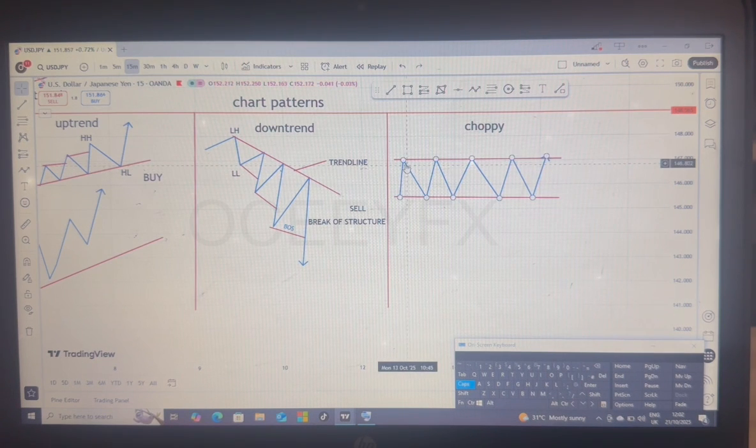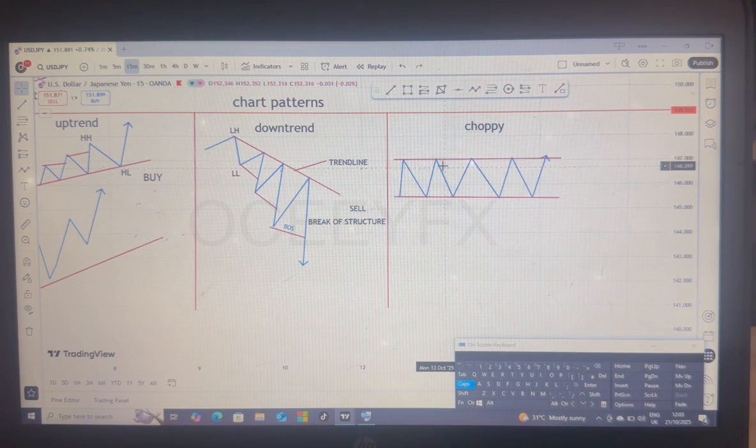The market just goes up, comes down, it's not breaking structure. I can see in the uptrend, the market breaks structure. In the downtrend, it breaks structure to the down. In the uptrend, it breaks structure to the up. It makes new highs. In the downtrend, it makes new dips. But in a choppy market, it doesn't make a new high, it doesn't make a new low. It's just ranging. You can call it either a choppy market or a ranging market.